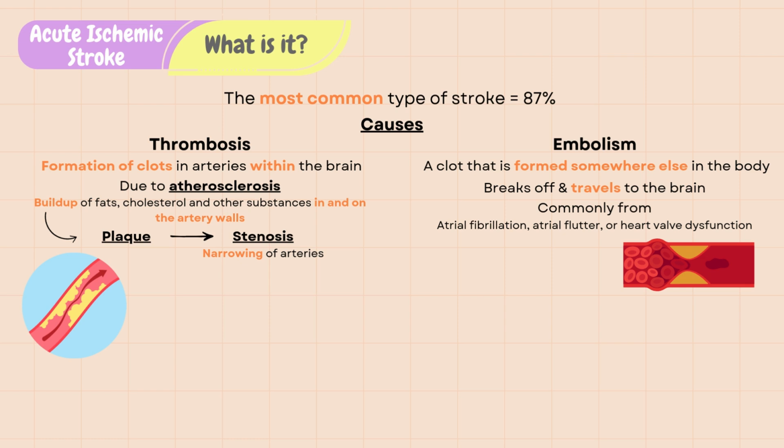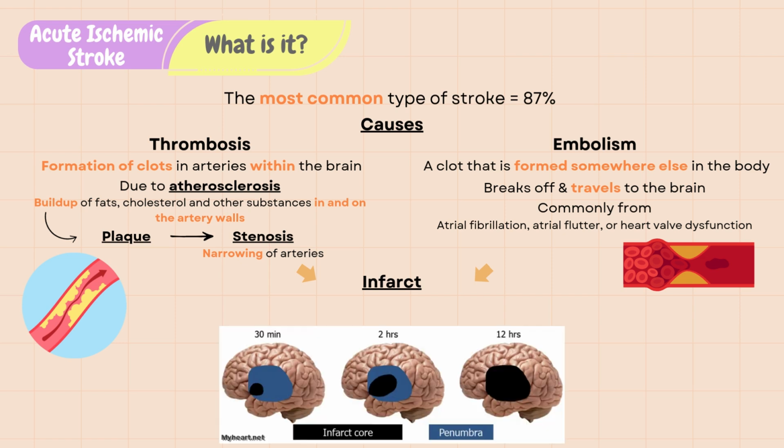When blood flow to an area of the brain is interrupted, whether due to a thrombus or embolus, rapid death of brain cells occurs and an infarct forms. An infarct is an irreversible tissue death due to a complete blockage of blood flow. The central area of the infarct is known as the core and is considered irreversibly damaged.